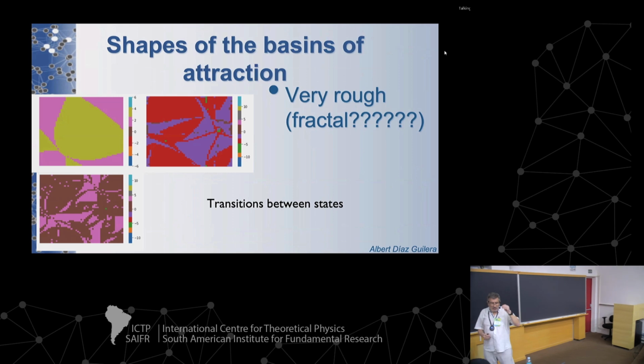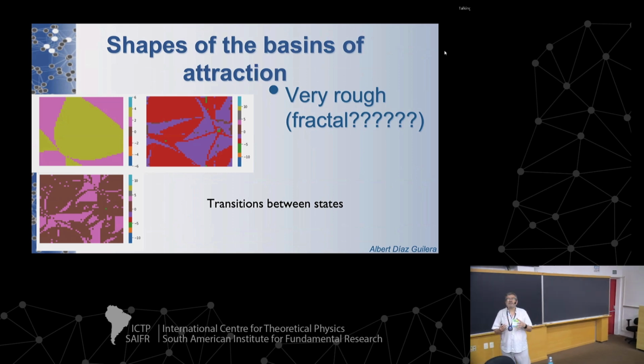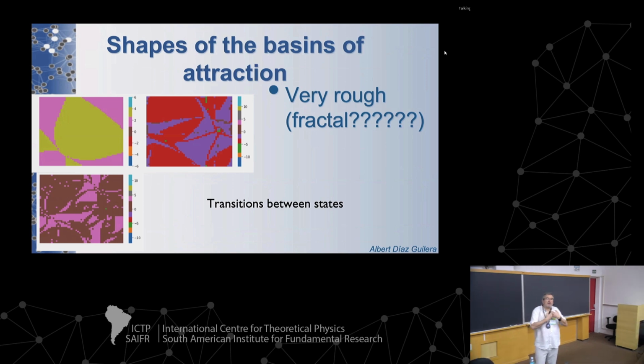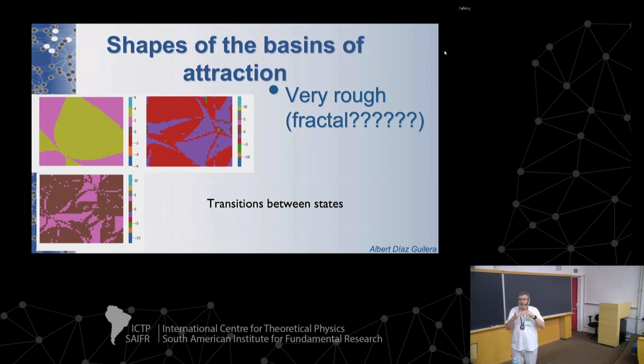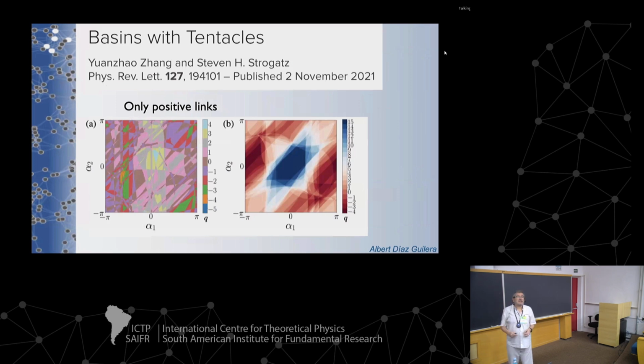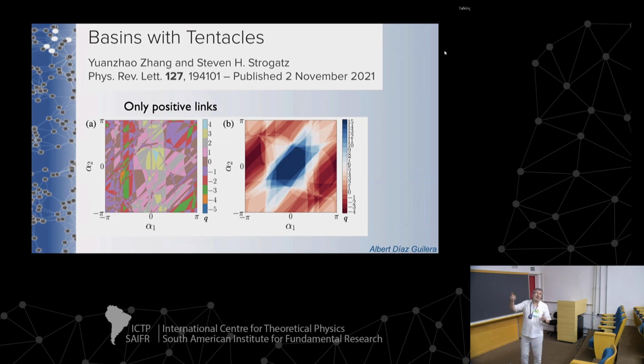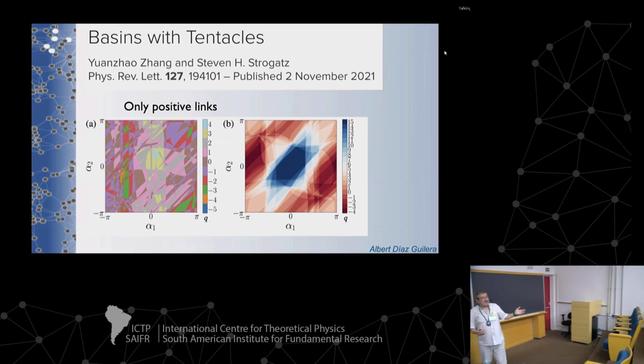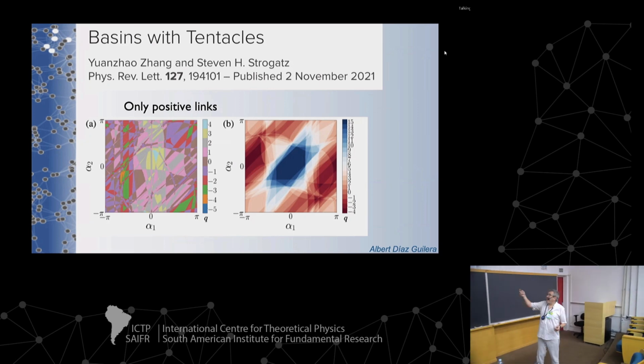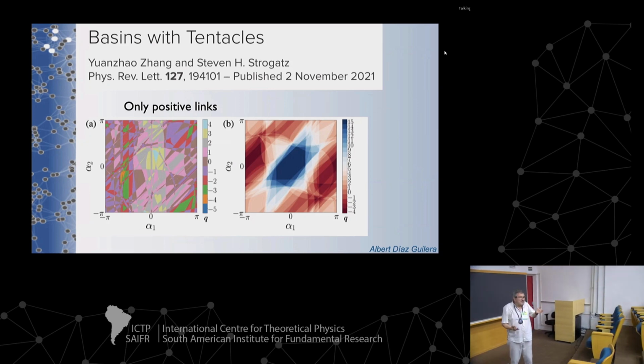So our conclusion is that the basins of attraction have a very rough, I don't know if it's fractal or not, I have no idea. But they have a very rough interface, and the borders between different basins of attraction are very, very difficult to localize. This was first identified in a paper by Steven Strogatz and Jiang Zhang, and they call it basins with tentacles. Strogatz is very good at putting names, as with the swarmalators. So you look at this, and you don't see anything.